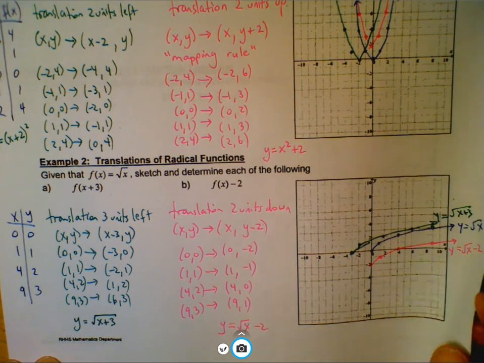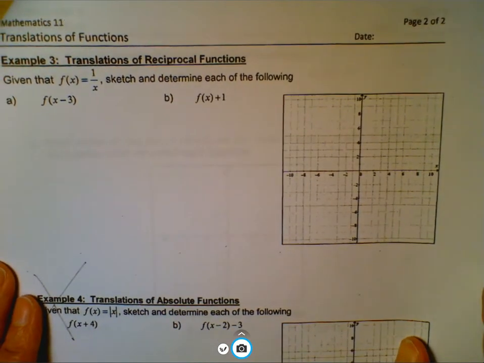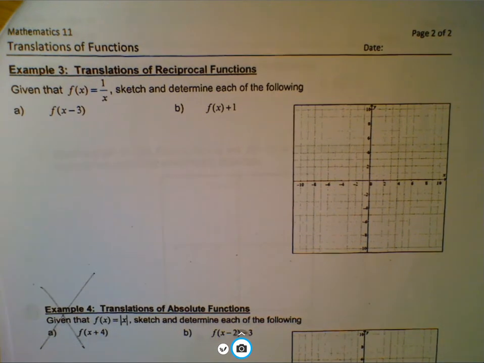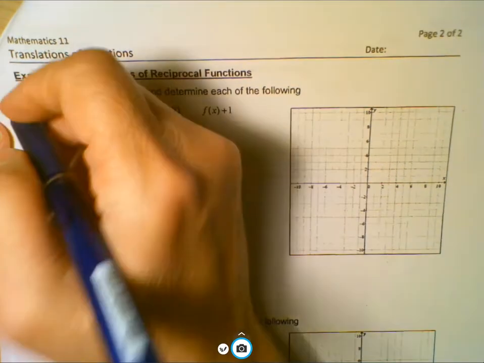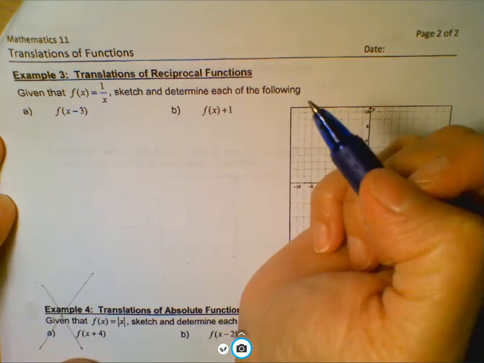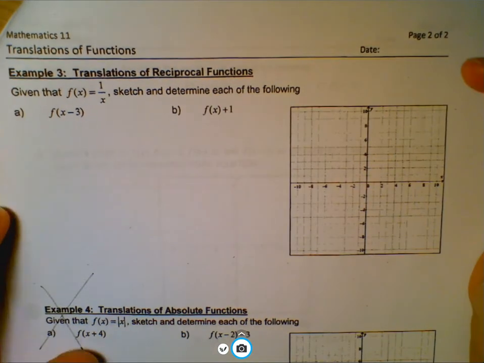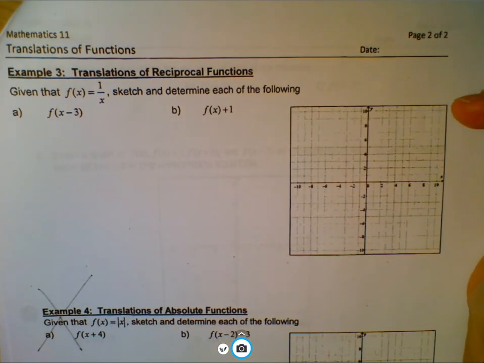All right, one more, which is the reciprocal. So let me go to it on the next page. And this is the last one we're going to do. So the idea is exactly the same, but you need to know your parent. So please watch this, how we're going to sketch our parent. It's a little bit different than the others.